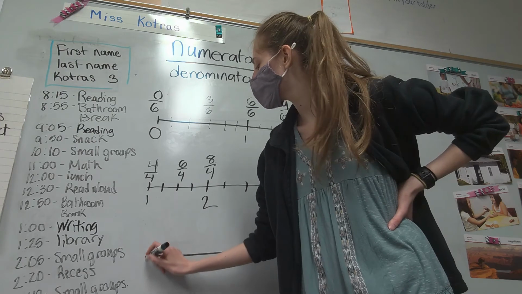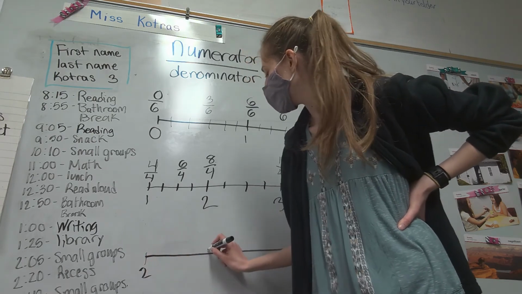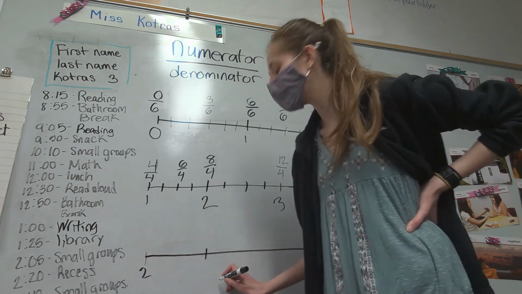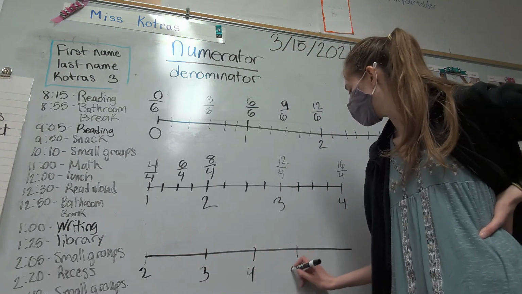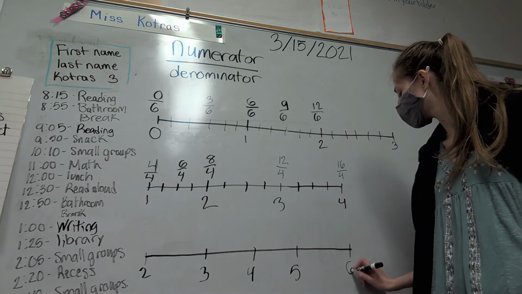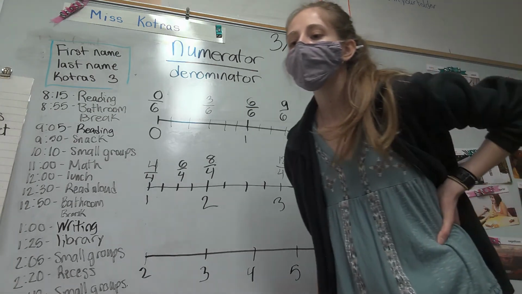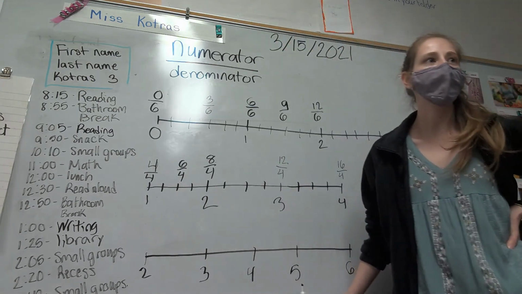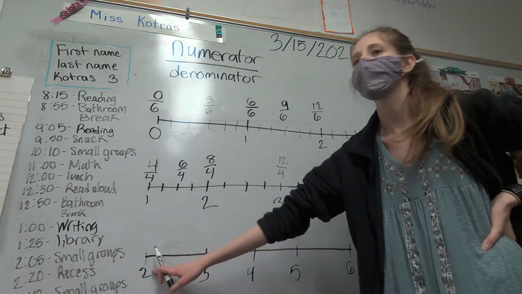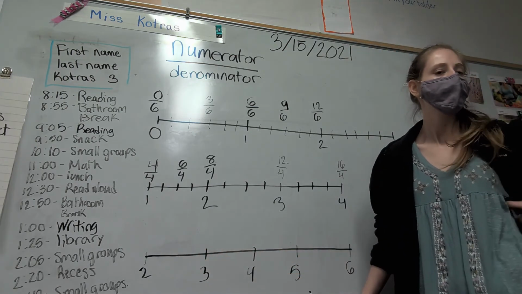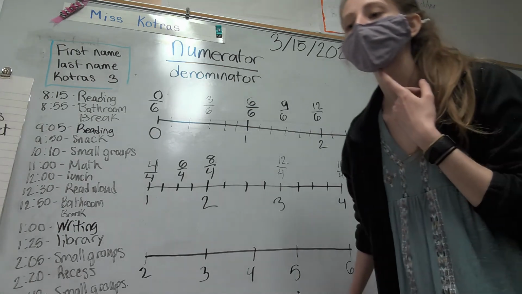We start with 2. Our next whole number is 3, and it goes up to 6. 3, and then 4, 5, 6. We're trying to find 18/3 first. So how many sections are we splitting our whole numbers up into? 6. No. Check again.